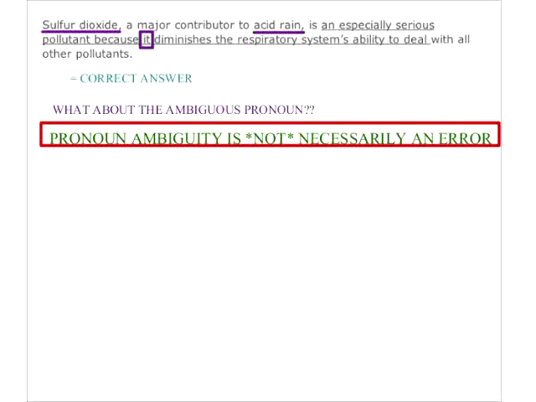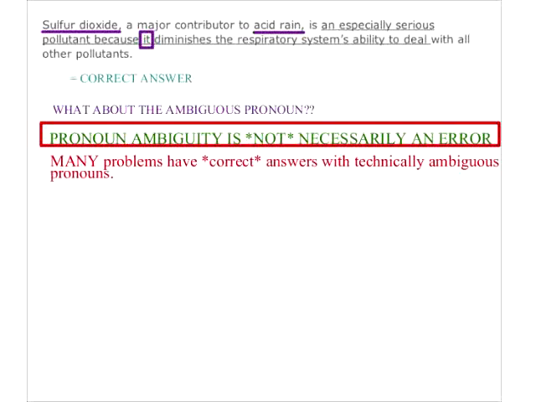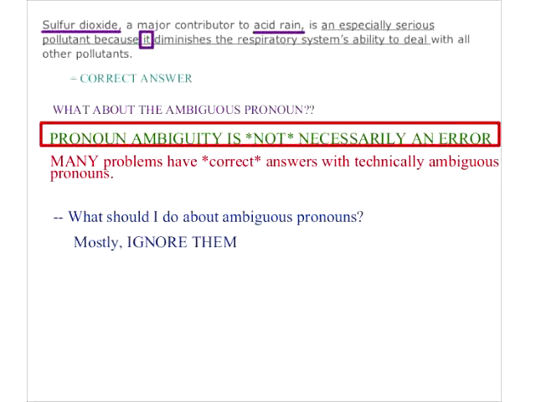Have correct answers with technically ambiguous pronouns. So the basic deal then is that you should basically just ignore pronoun ambiguity for the most part. So the question is, what should I do about ambiguous pronouns? The answer is mostly ignore them. Don't really pay attention. It's not an elimination. With one exception, see the next slide, which we'll do in a second.